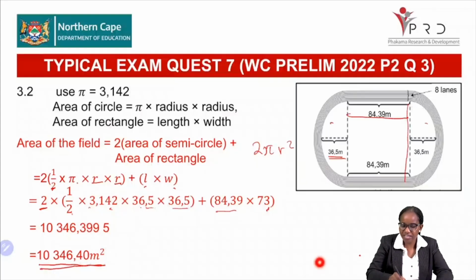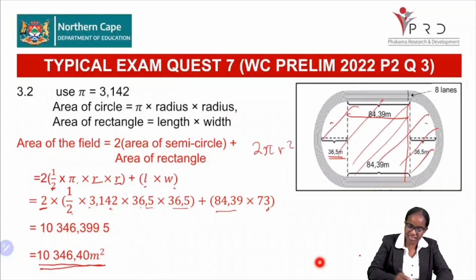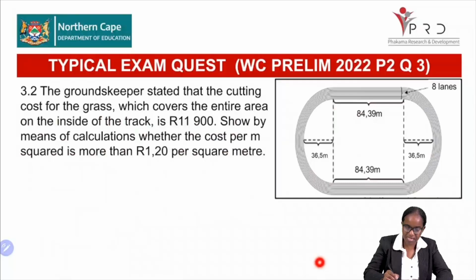10,346,40 square meters. Now remember, we want to find the cost of cutting the grass inside this field, and we have said this field has this area. So given that it costs 11,900 rands, what will be the cost per square meter?